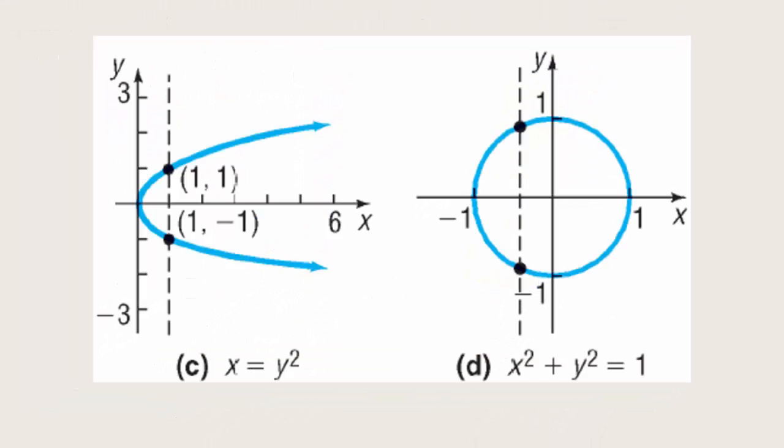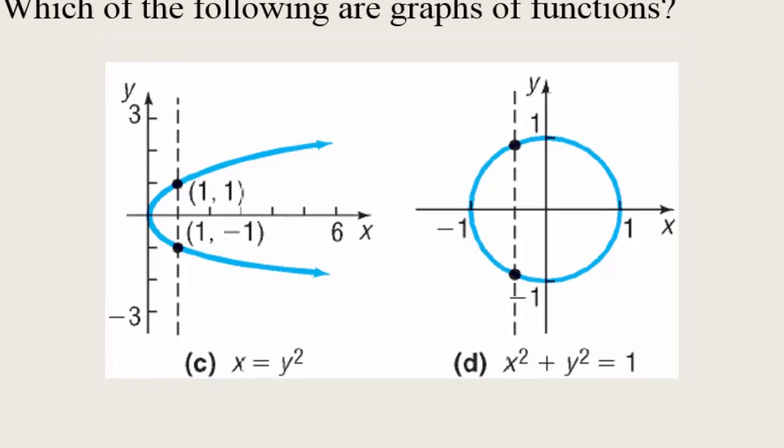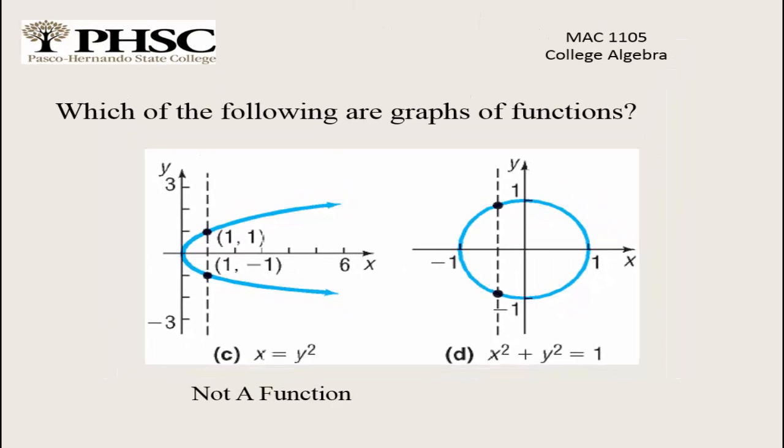So here are two examples of graphs of equations that are not functions. For C, we have x equals y squared. And you can see that the vertical line actually intersects the graph at 2 points simultaneously. In other words, there's a repetition of the x values. So when x is 1, there are two possibilities, y equals 1 or y equals -1. So therefore, that is not a function. And then D is a circle, x squared plus y squared equals 1. And you can see the vertical line intersects it at 2 points simultaneously. So neither one of these is a function.